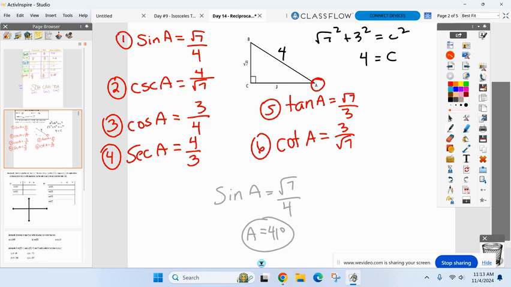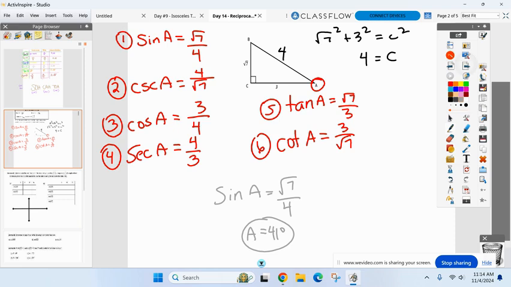Why wouldn't they get a different answer? You wouldn't. Why not? Because notice you're doing cosine. If we chose cosine, we're not doing radical 7 over 4. We're doing 3/4. They both would be the same, still 41 degrees. Yep. All right, all good?